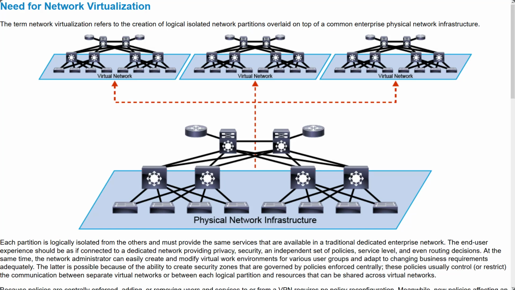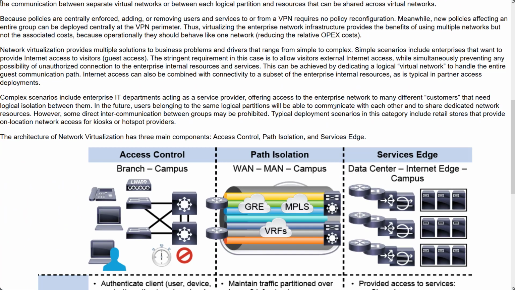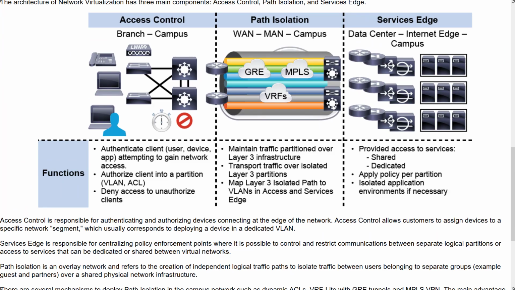All right? We know that services on the network are rather complex these days. We have different offerings that include things like voice over IP and hotspot service providers, basic internet access where we have to protect our clients but still provide ease of use and compatibility, and so on. So the architecture of this network virtualization has three major components, and this graphic here breaks that down. You've got the access control component, you've got the path isolation component, and the service edge component.